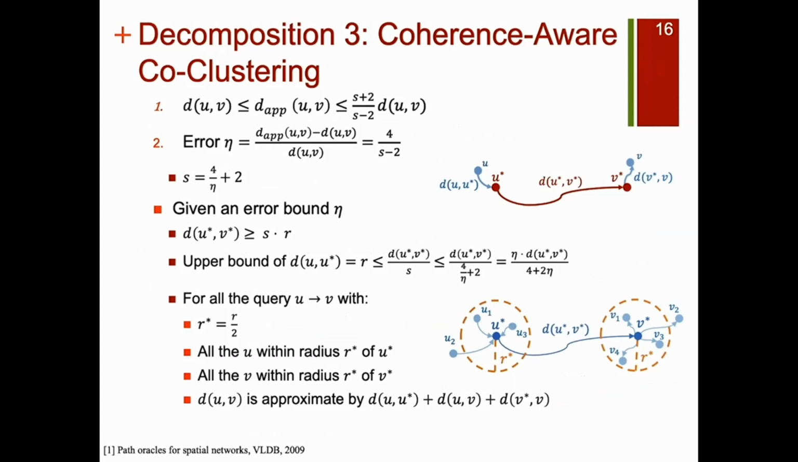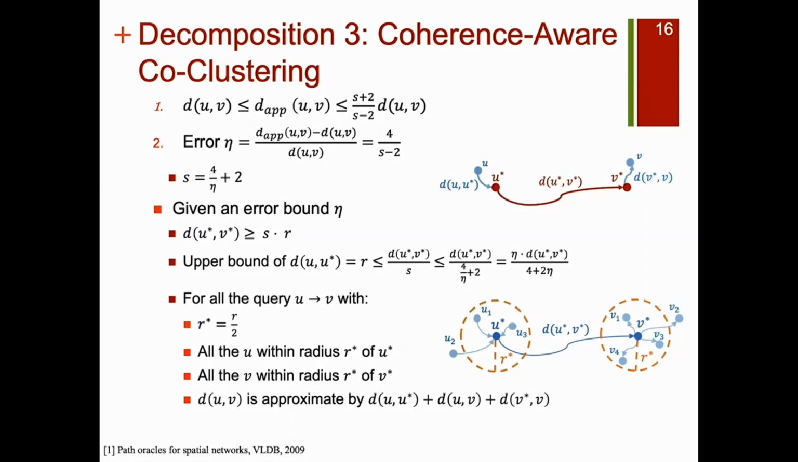We want to give an error bound, and ask: if we know the distance between U star and V star, we can know the region size around U star and around V star, such that all the points within this radius are bounded by this error bound eta. So given an error eta and the distance between U star and V star, we know that the radius should be smaller than eta times the approximate distance divided by 4 plus 2 times eta.